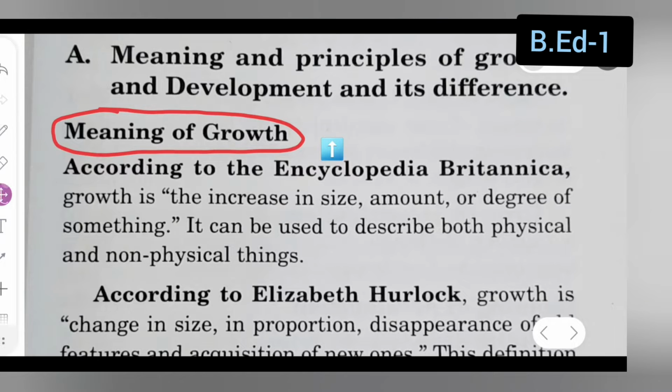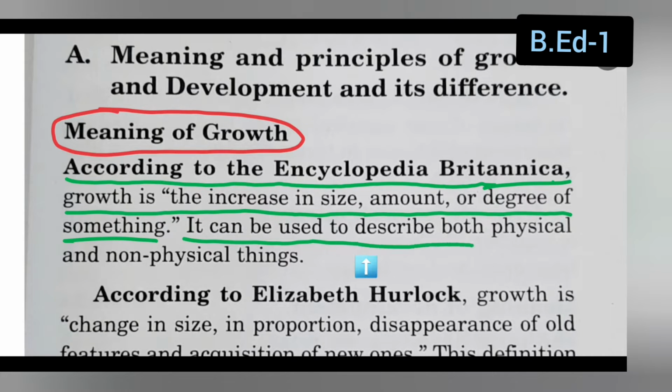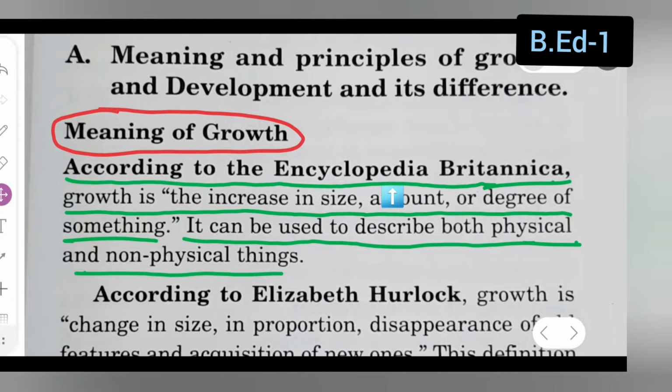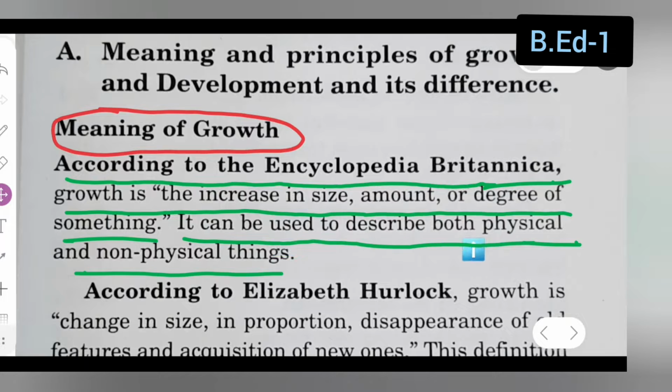The meaning of growth according to the Encyclopedia Britannica: growth is the increase in size, amount, or degree of something. It can be used to describe both physical and non-physical things. Remember, learn this meaning of growth according to Encyclopedia Britannica.